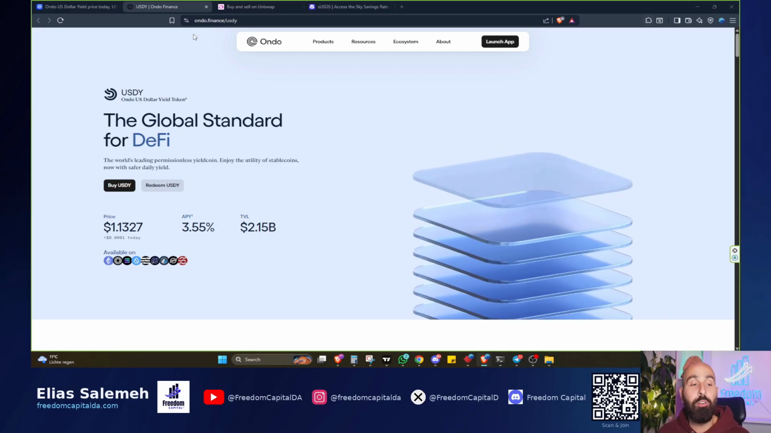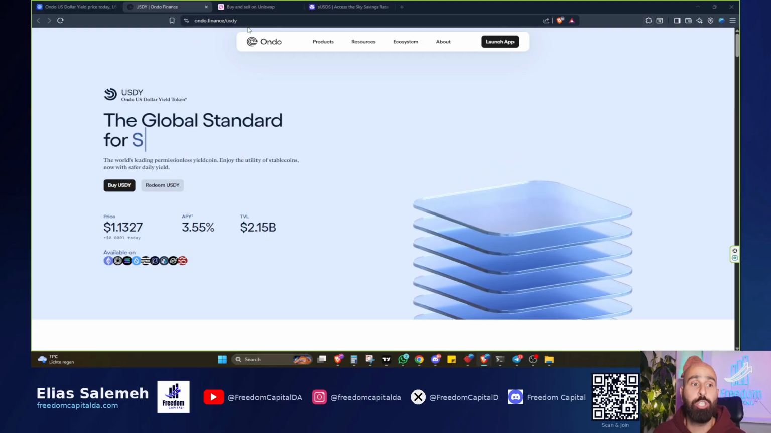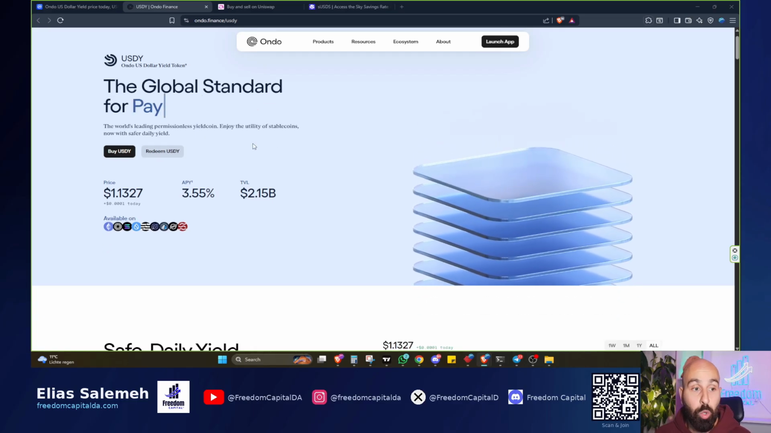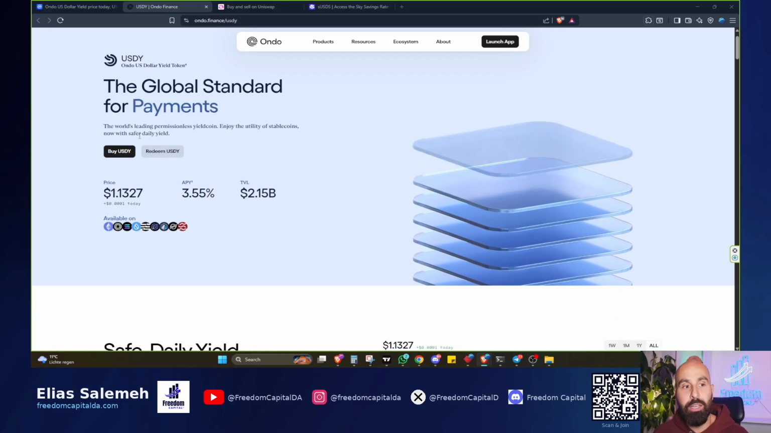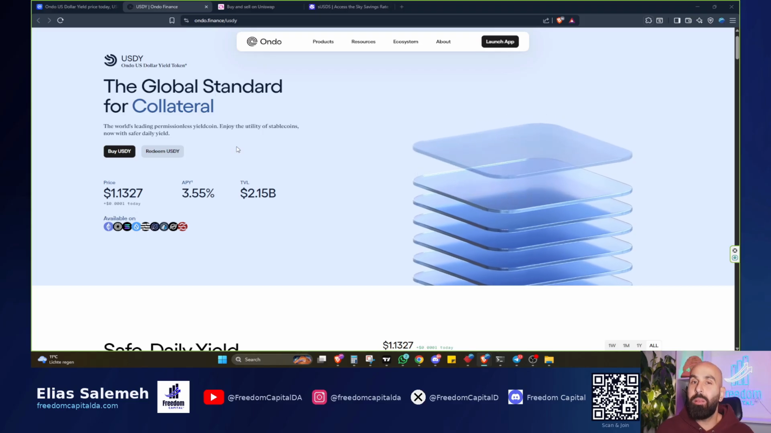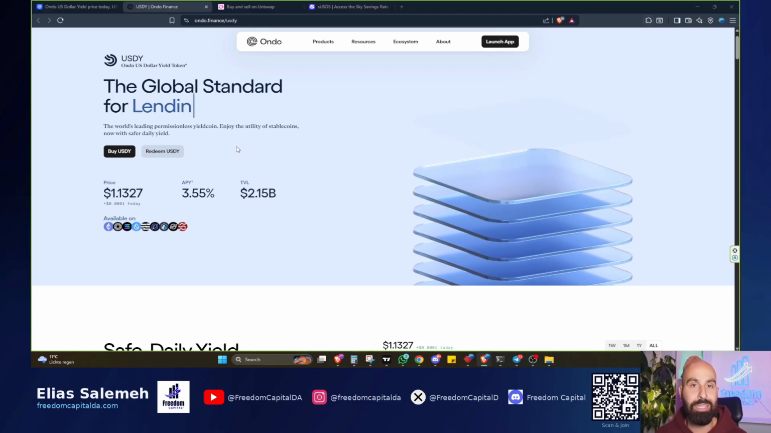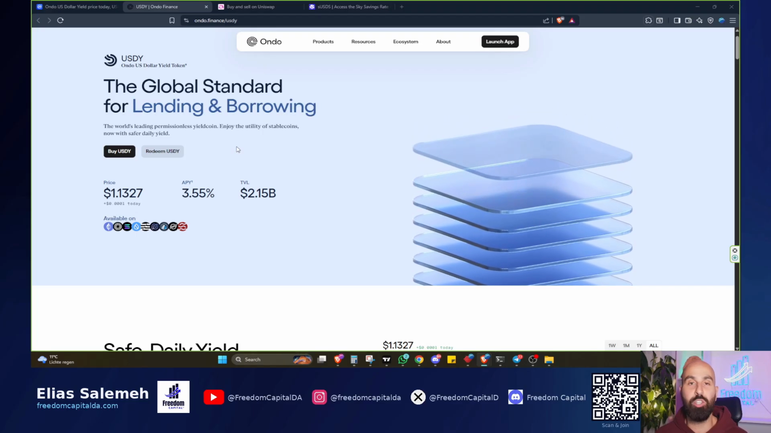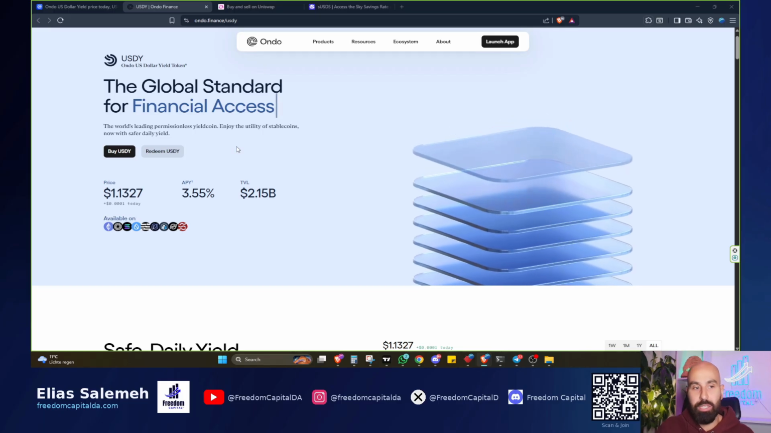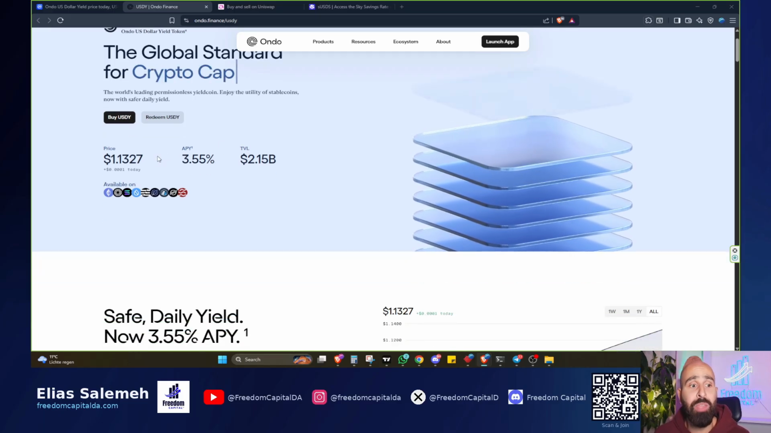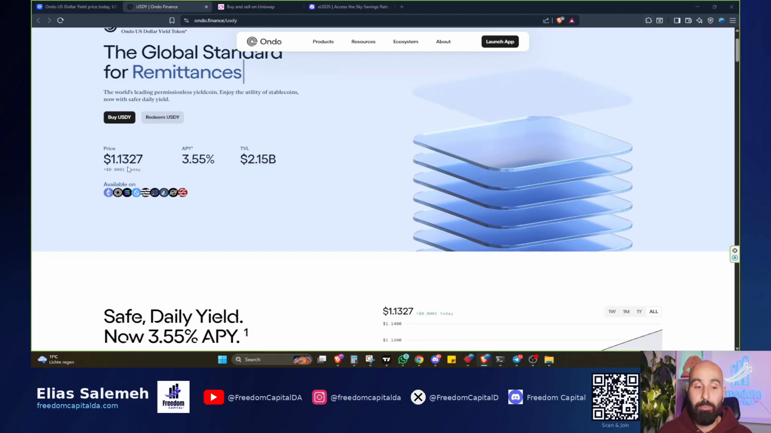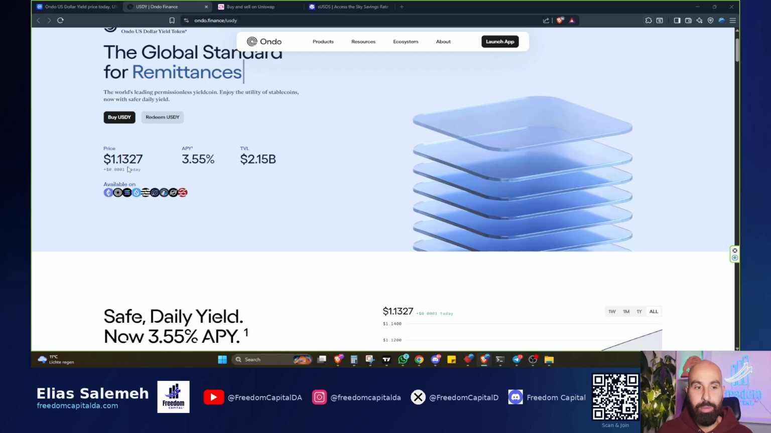So you go to the official website, ondo.finance/USDY, and you get all the information you need on that specific token. It's obviously marketed as the leading permissionless yield token. Even though they say it's permissionless, I'm almost sure that they can freeze a specific token or specific tokens if there is any malicious activity. But nevertheless, they are marketing it as permissionless. The current price is $1.13. It's not $1. I'm going to explain to you why in a bit.